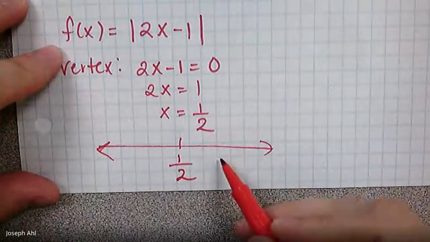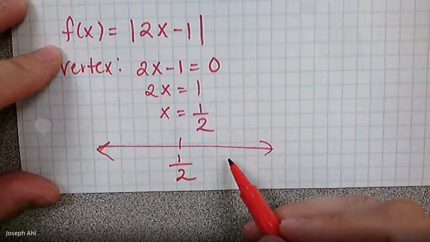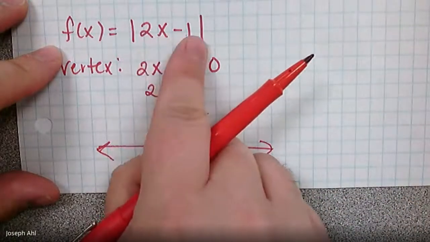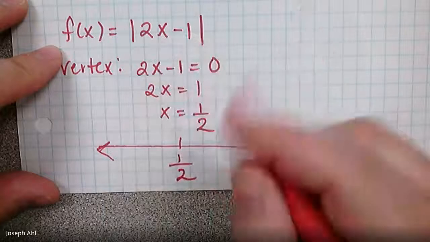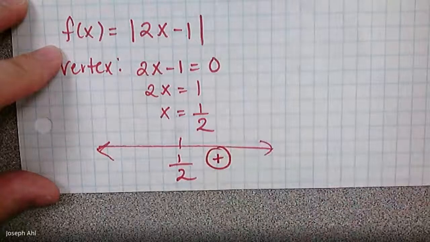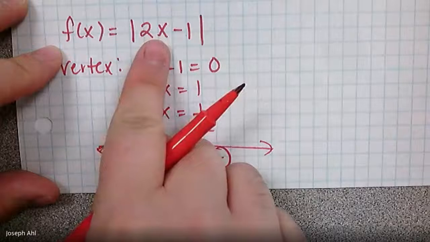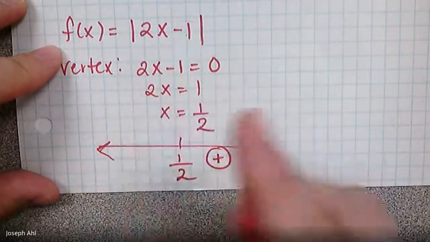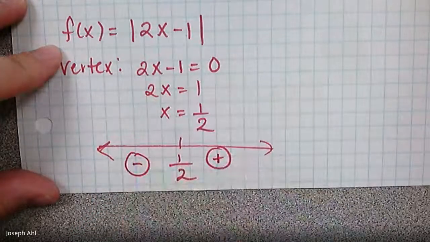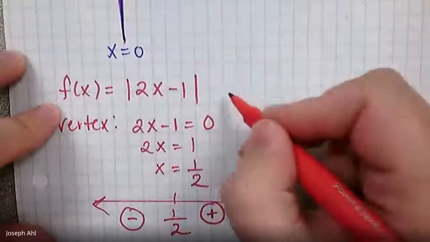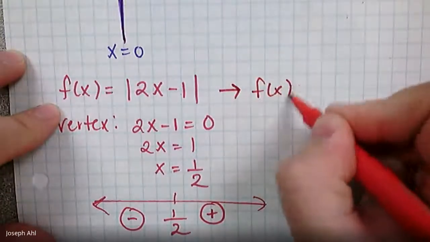And I'll tell you, if you pick something to the right of 1/2, like x equals 1, and you plug it into this function, 2 times 1 minus 1 is positive 1, isn't it? So I'm going to write that it's positive on this side. If I pick something to the left of 1/2, like 0, I would get 0 minus 1, which is a negative number. How does this number line help me to break this up into a piecewise function?